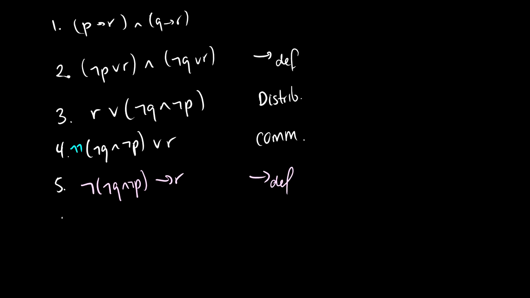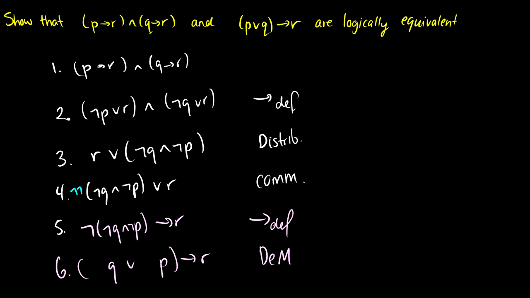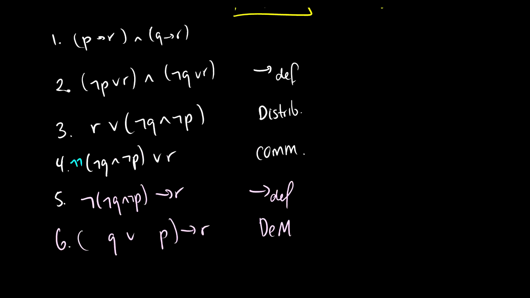And then for our sixth step, we're going to use De Morgan's law, and we're going to distribute the not into the antecedent. So we're going to get not Q or not P. This will be arrow R. So that's De Morgan's. And then with the double negation law, we can just get rid of the two negations in front of Q and in front of P, and we get Q or P arrow R, which is exactly what we wanted to find in the first place. So we have proven that these two statements are logically equivalent.